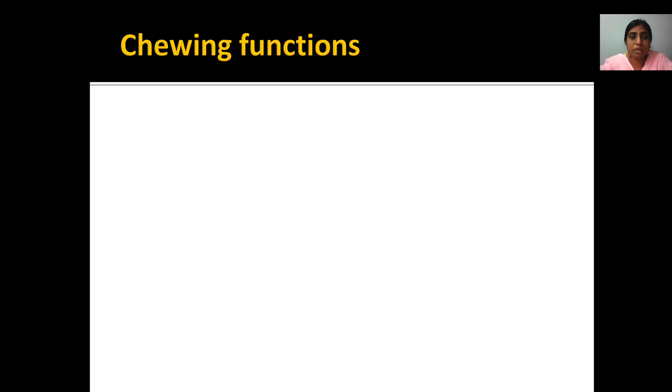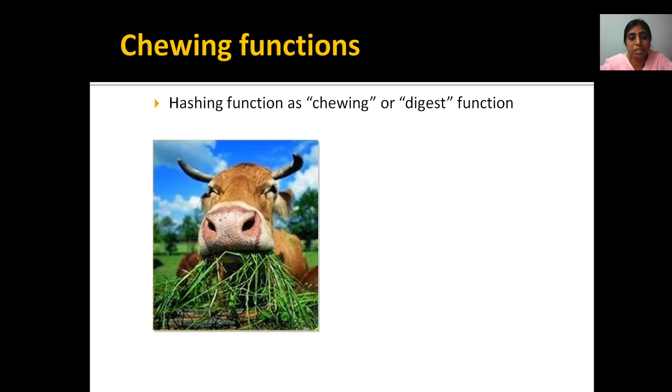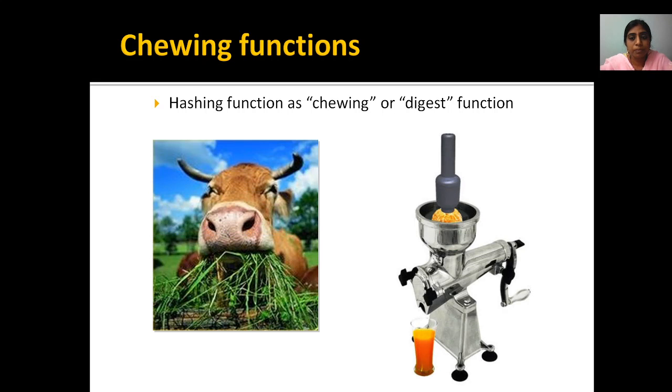Then the chewing function or the digest function. Hash functions act as a chewing or digest function, where you give a large amount of message, but we convert it into a fixed length only. Even if it is a large amount of data, we are going to put it into one fixed number of bits.